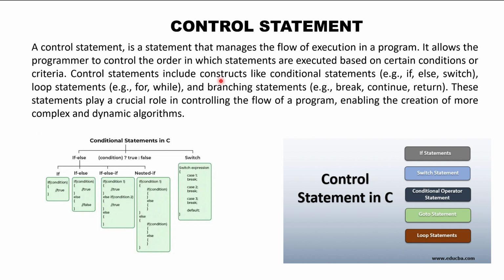Control statements include constructs like conditional statements, for example if, else, switch, etc. Then the looping statements like for, while, etc. And the branching statements like break, continue, and return, etc. These statements play a very vital role in controlling the program flow and enable the creation of more complex and dynamic algorithms. Under this topic of control statements, we will learn about the if statement, if else statement, if else ladder, and then the switch statement and the goto statement, and further topics about these control statements.